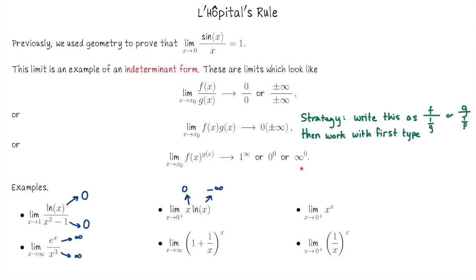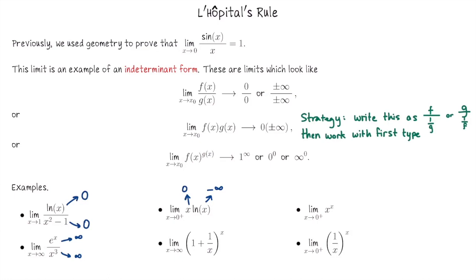Okay, the third type is really neat. And this one takes a little bit more work, so I won't say the strategy yet, but we'll work through some examples. So here, imagine that we want to take the limit of something like f to the g. You can see we have some examples at the bottom. If f is going to 1 and g is going to infinity, then that is indeterminate, and let me explain why.